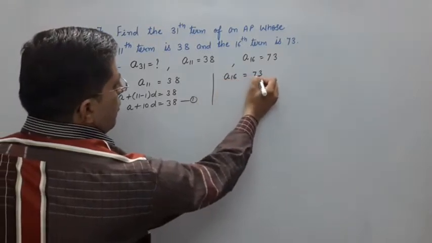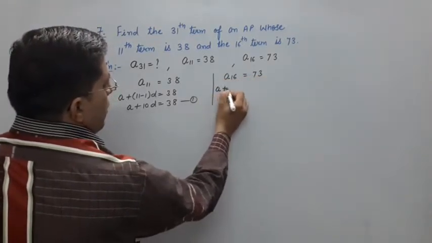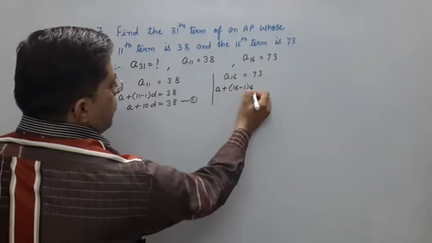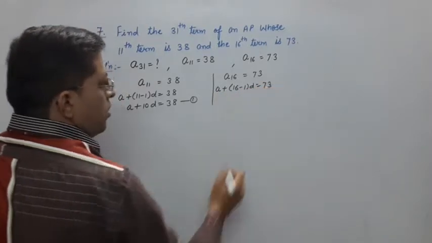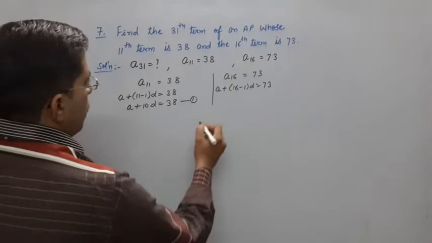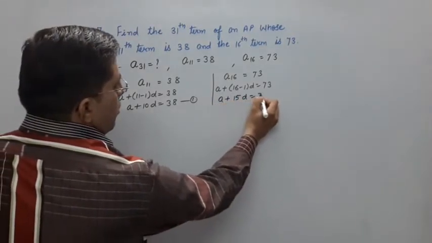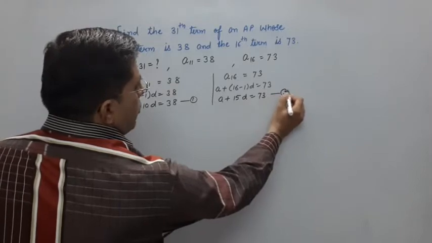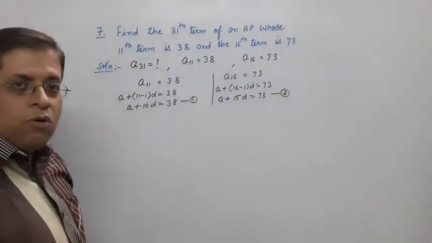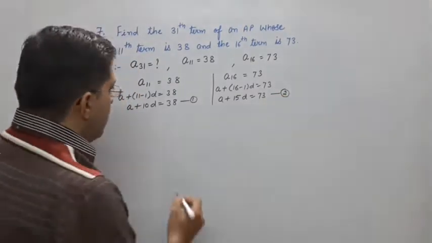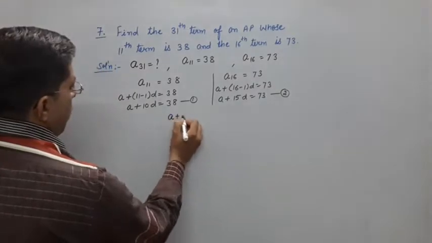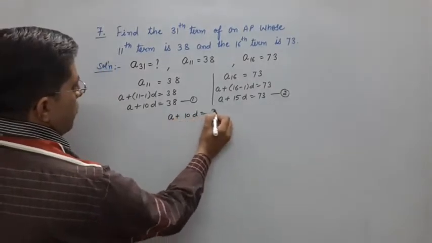Now see the second one. A16 is equal to 73. Then A plus (16 minus 1)D is equal to 73. So what is the meaning? A plus 15D is equal to 73. This is equation number 2. We have to solve these two equations by the elimination method.